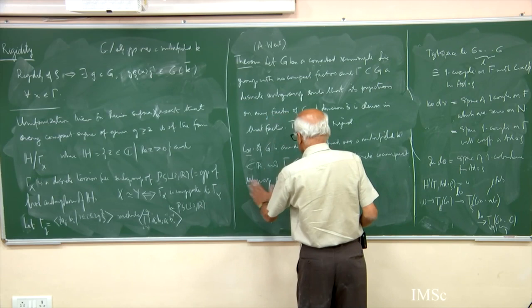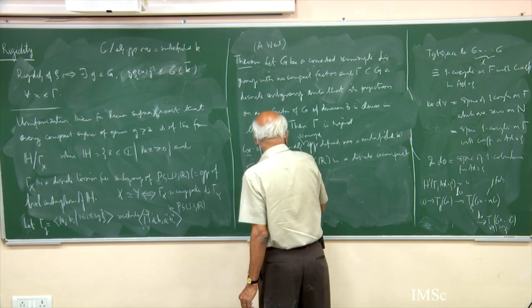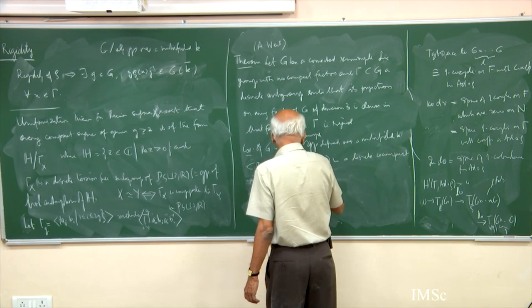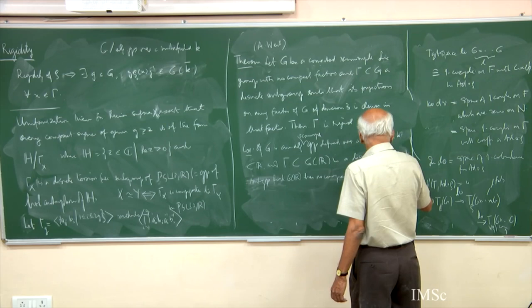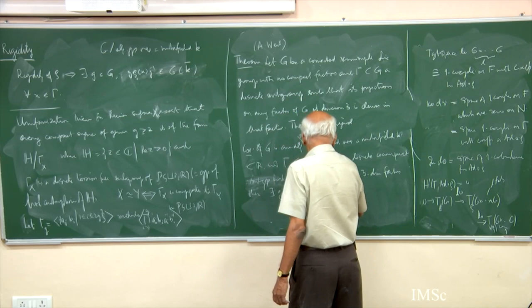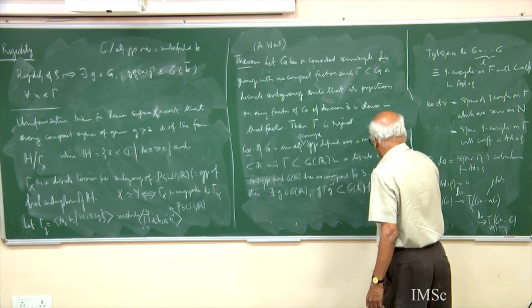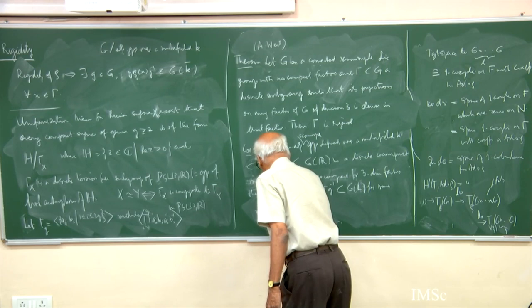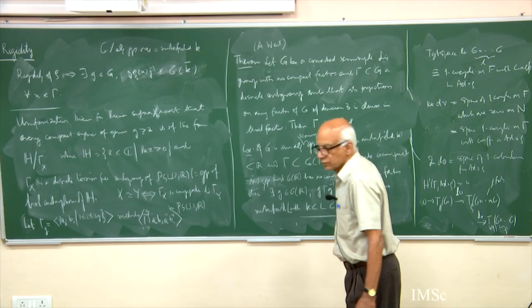Suppose Γ in G_R is a discrete compact subgroup, and G_R has no compact or three-dimensional factors. Then there exists g in G_R such that gΓg⁻¹ is contained in G(K) for some number field, with K contained in L contained in R.